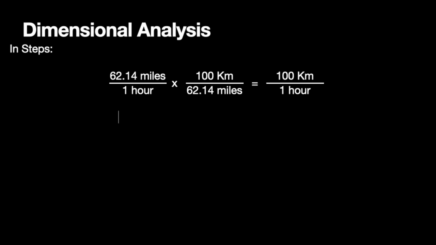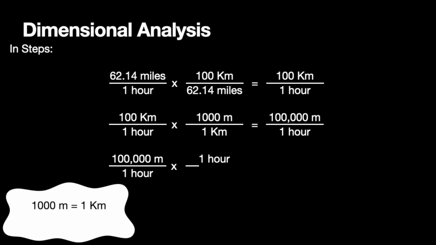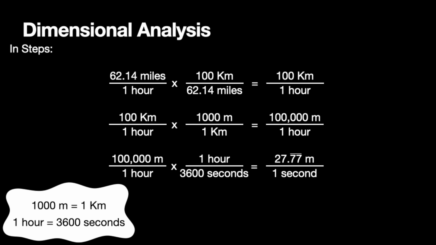Next step. 100 kilometers per 1 hour times 1,000 meters over 1 kilometer equals 100,000 meters per 1 hour. Next step. 100,000 meters per 1 hour times 1 hour over 3,600 seconds equals 27.77 repeating meters per second.